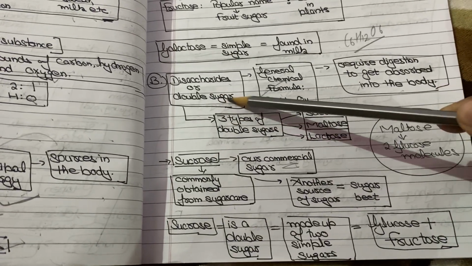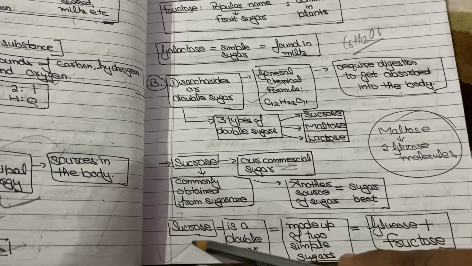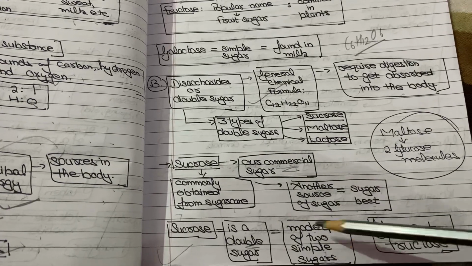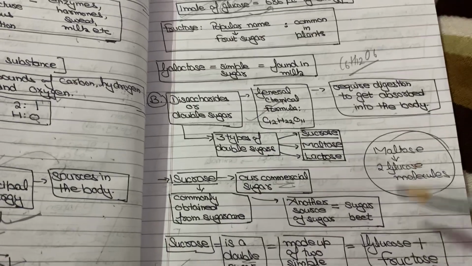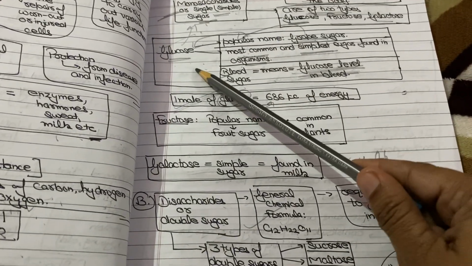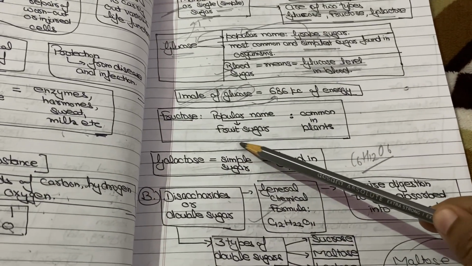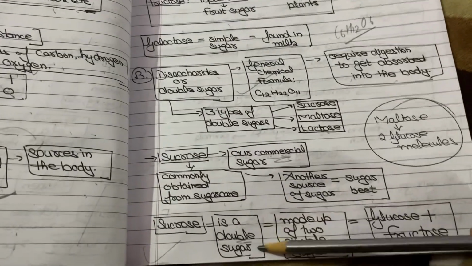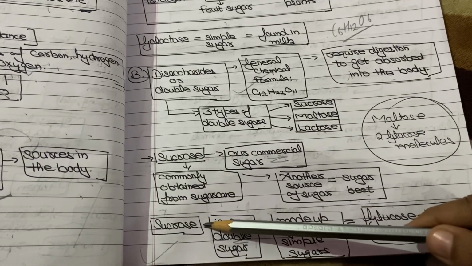Next, sucrose is a double sugar made up of 2 simple sugars. Why is it a double sugar? Because it is made up of 2 simple sugars, glucose and fructose. We studied glucose and fructose in the monosaccharides, where glucose is grape sugar and fructose is also known as fruit sugar. So by the combination of glucose and fructose we get sucrose.